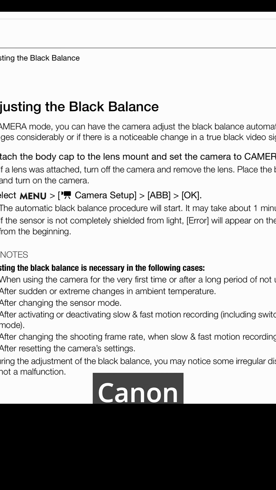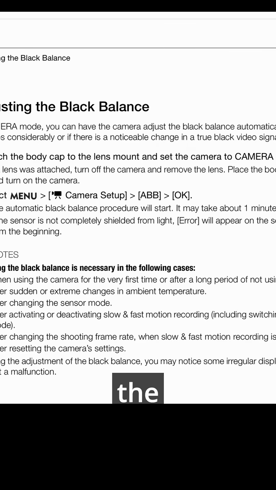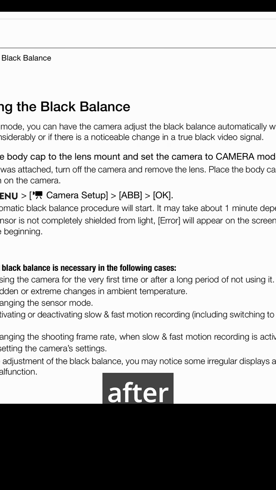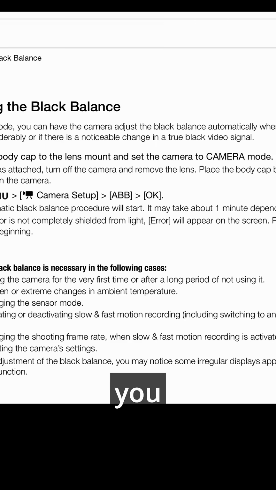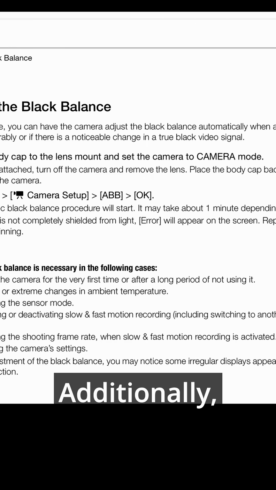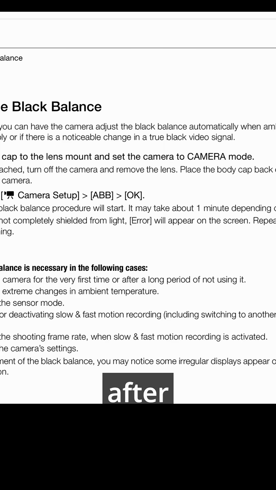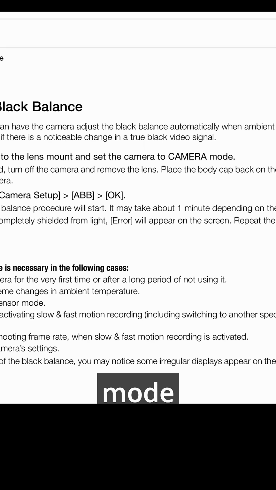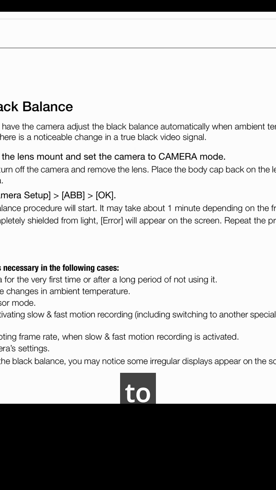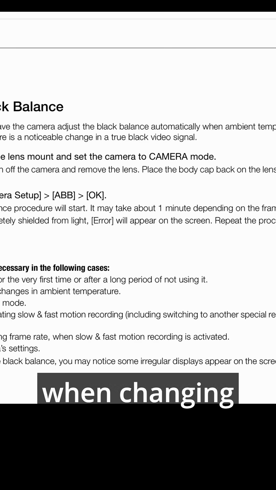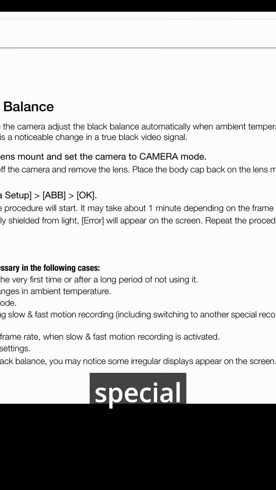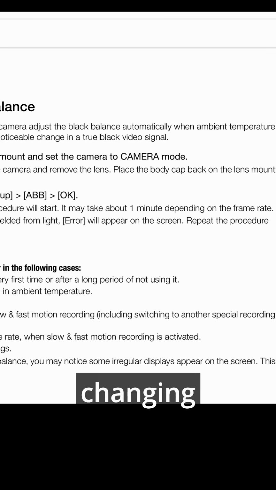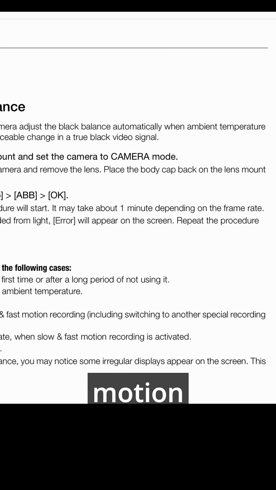Well, Canon recommends running it when using the camera for the first time, after a long period of disuse, after any firmware update or any time you reset the camera's settings. Additionally, they also recommend running it after an extreme change in operating temperature, when changing the sensor mode, that is going from Super 35 to full frame or vice versa, when changing into and out of any of the special recording modes, such as slow and fast motion, and when changing frame rates in slow and fast motion mode.